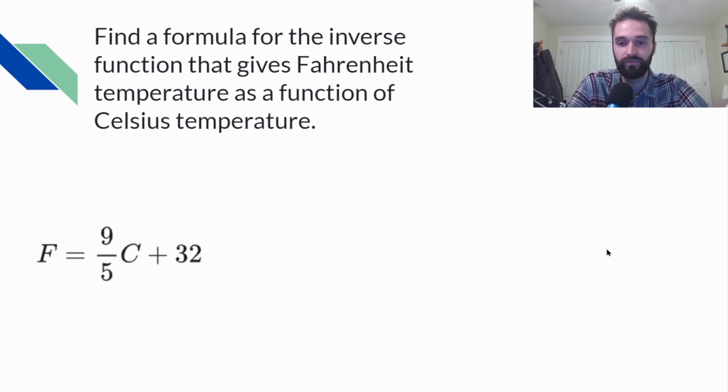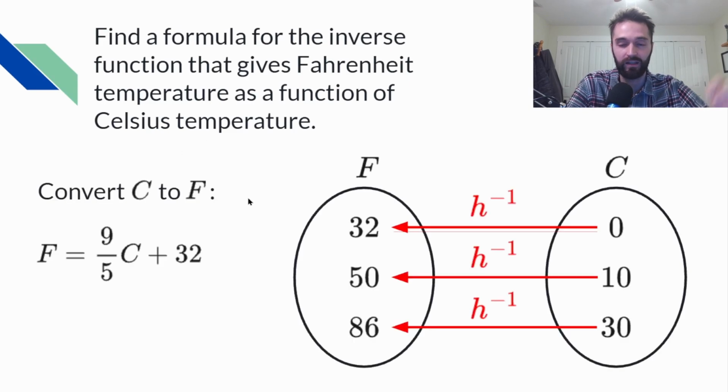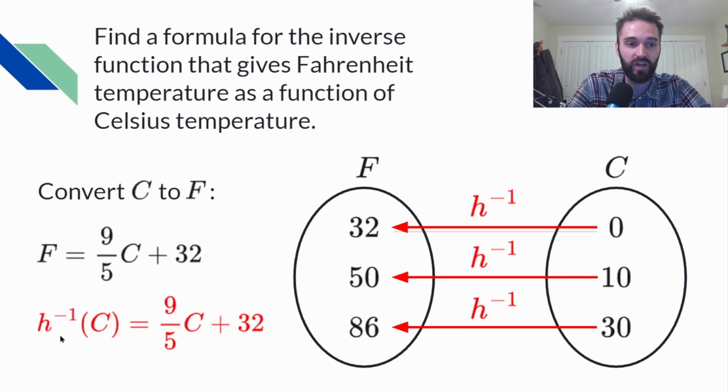Let's take this equation to the left side of the screen, and then bring back this picture that we had before. We're trying to convert C to F, going from right to left. H inverse is the function that makes this mapping happen. So let's give this formula a name. Let's call it H inverse. It's a function of C, because this is an expression in C.